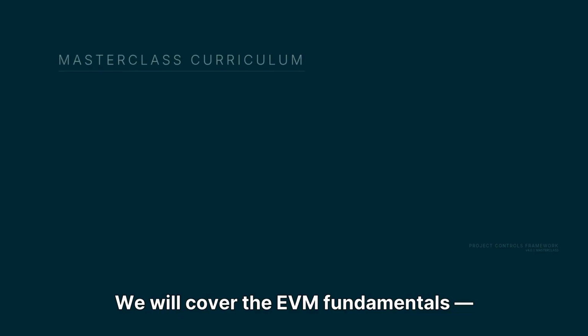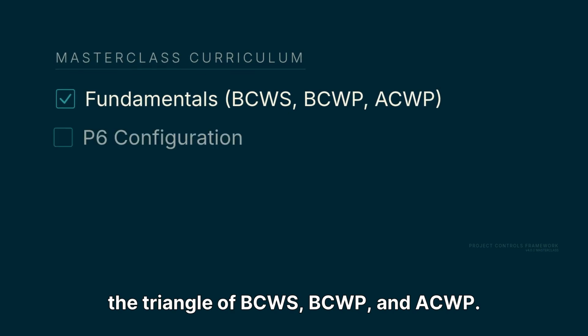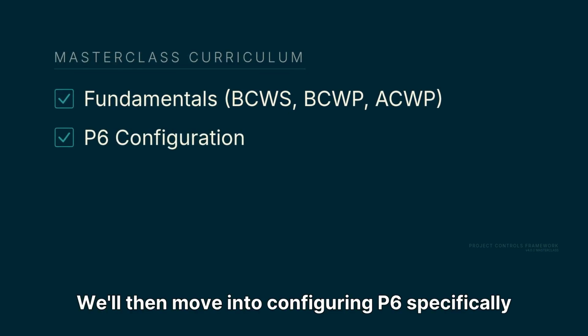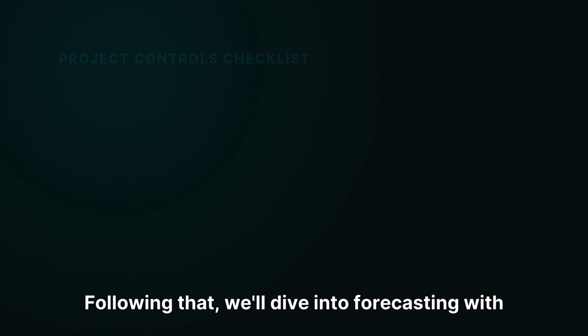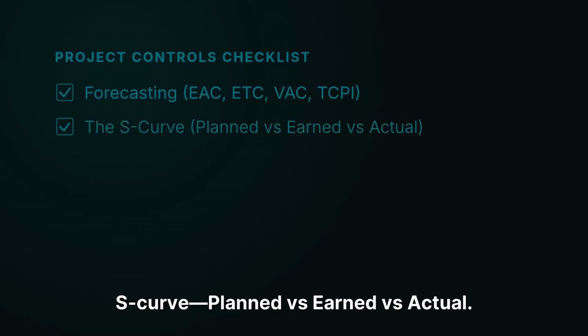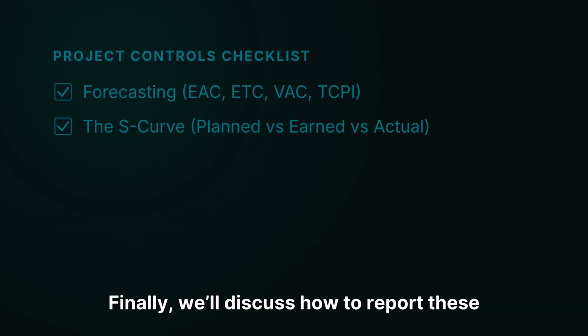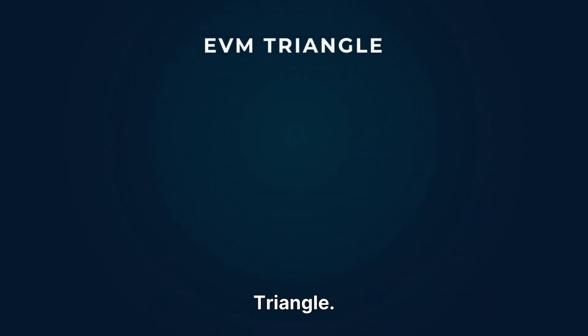We will cover the EVM fundamentals, the triangle of BCWS, BCWP, and ACWP. We'll then move into configuring P6 specifically for physical percent complete and budget at completion. Following that, we'll dive into forecasting with EAC and TCPI before looking at the S-curve, planned versus earned versus actual. Finally, we'll discuss how to report these numbers effectively to your stakeholders. Let's start with the fundamentals, the EVM triangle.